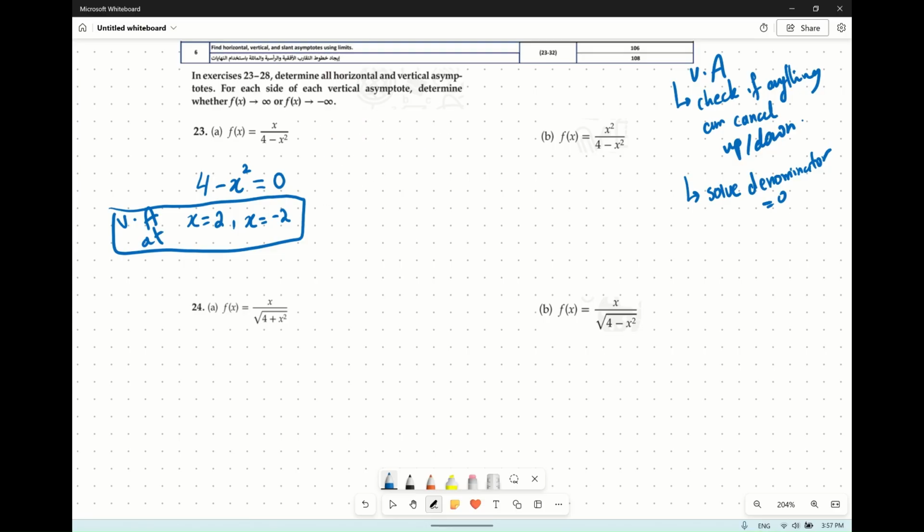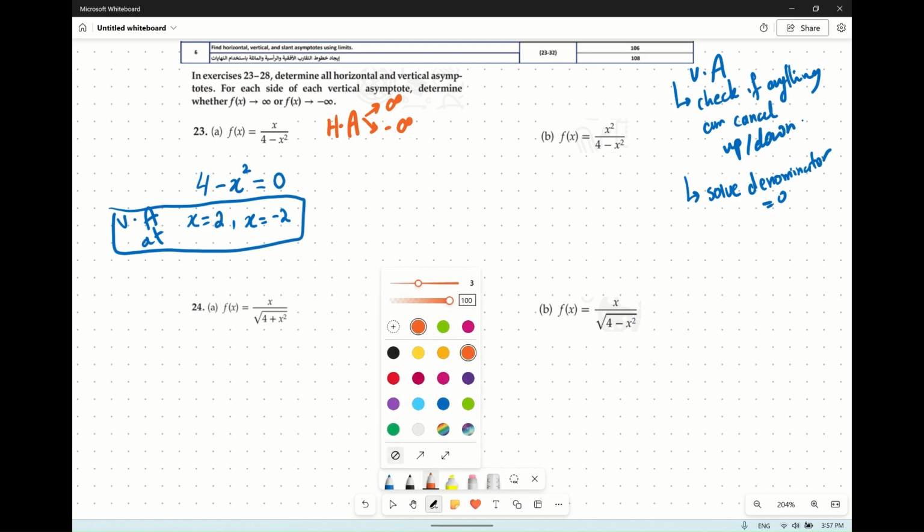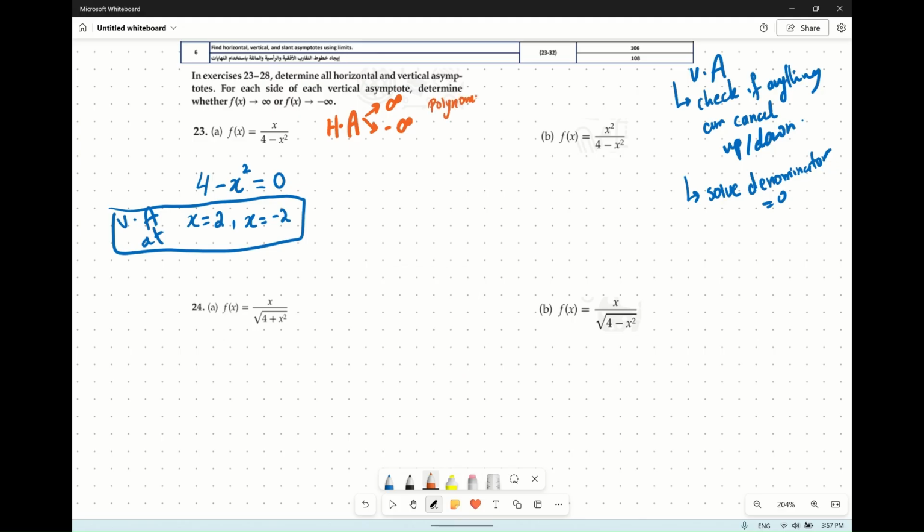Now we come to horizontal asymptote. How can I find horizontal asymptote? In order to find horizontal asymptote, all you need to do is find the limit at infinity and the limit at negative infinity. Now, whenever we have a polynomial over another polynomial, like in this question, x is a polynomial and 4 minus x squared is a polynomial. So there are no roots, no log, sine, cosine, it is just a polynomial.